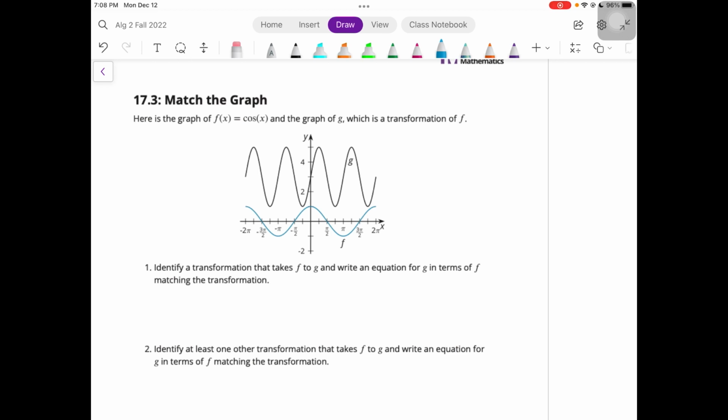Okay, so we have shifted, so our midline has gone from the x-axis to 3. So it's a vertical shift up 3. Our amplitude was 1, but now is 2. So we have a vertical stretch of 2.